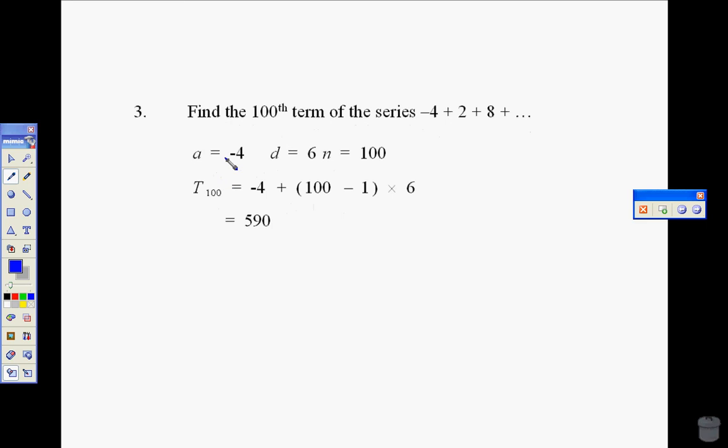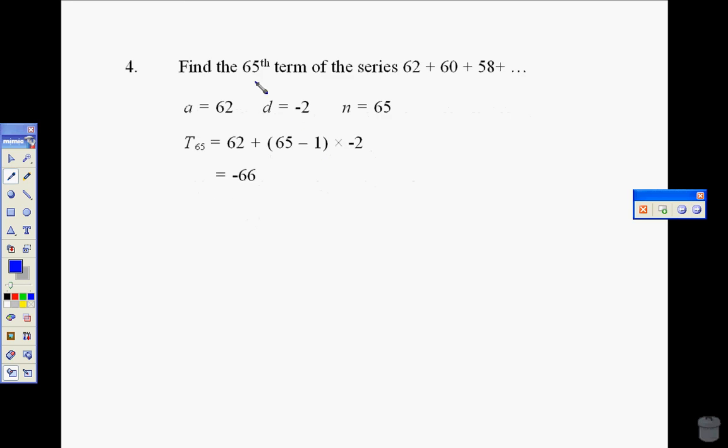The next question, here's the 100th term in the series. You wouldn't want to add these all together and keep trying to find different terms. So again, n is 100, D is 6 because we go from minus 4 to 2, 2 to 8. We can do the subtraction of the third term minus the second, and the second minus the first, and that will give us 6 every time. The first term is minus 4. So the 100th term: A is minus 4, n minus 1, 100 minus 1 times D, and the calculation will give us 590. That would be the 100th term in that series, which seems reasonable because it's going to get large.